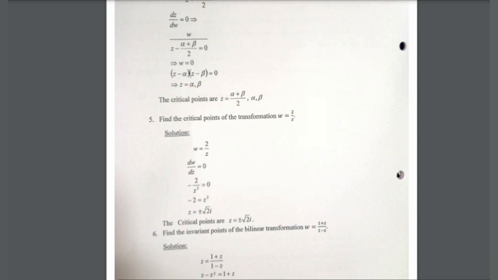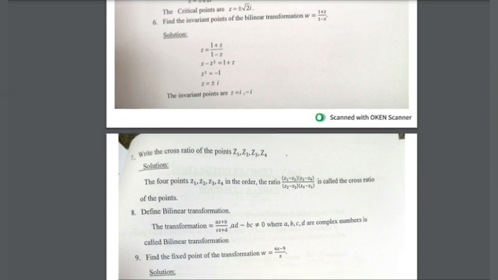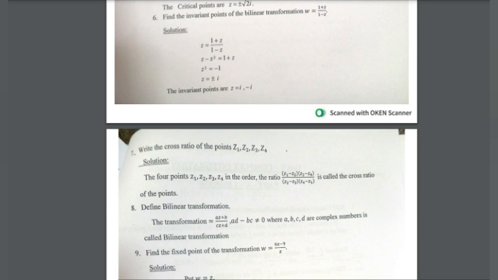Find the invariant points of the bilinear transformation w equal to 1 plus z divided by 1 minus z. Because it is a bilinear transformation, I am substituting w equal to z. So z equal to 1 plus z by 1 minus z. Multiplying across, I get z minus z square equal 1 plus z. So plus z and plus z cancel each other. So z square value is minus 1. So z value is plus or minus i, which means the square root of minus 1 is plus or minus i. So z assumes two values, that is plus i and minus i.